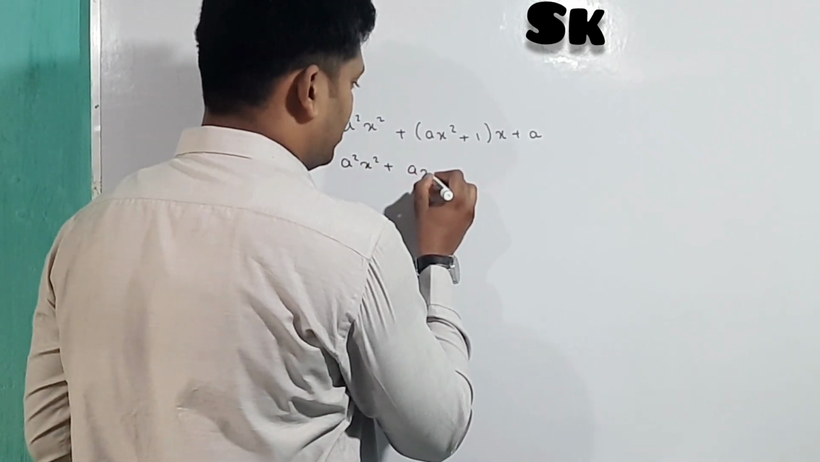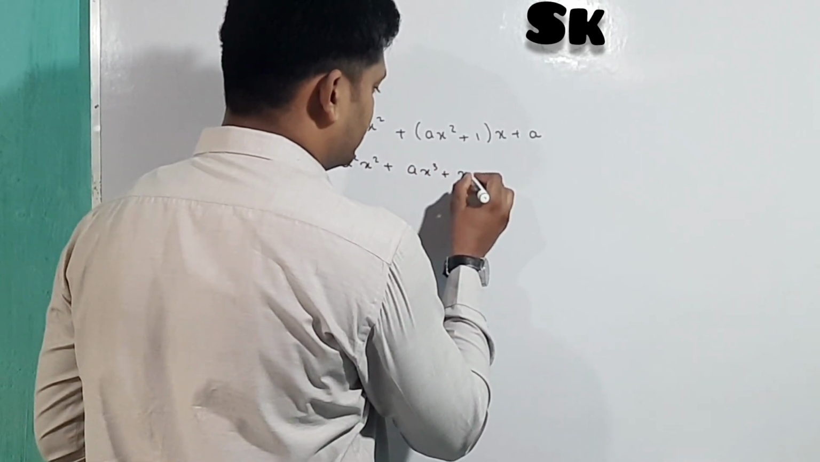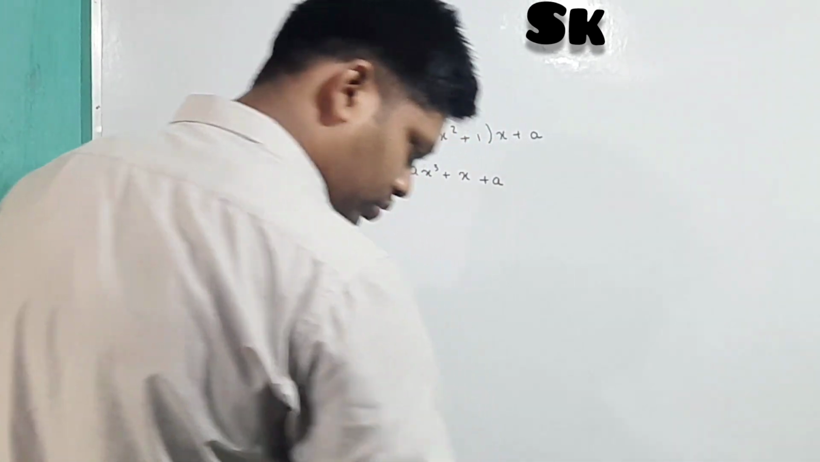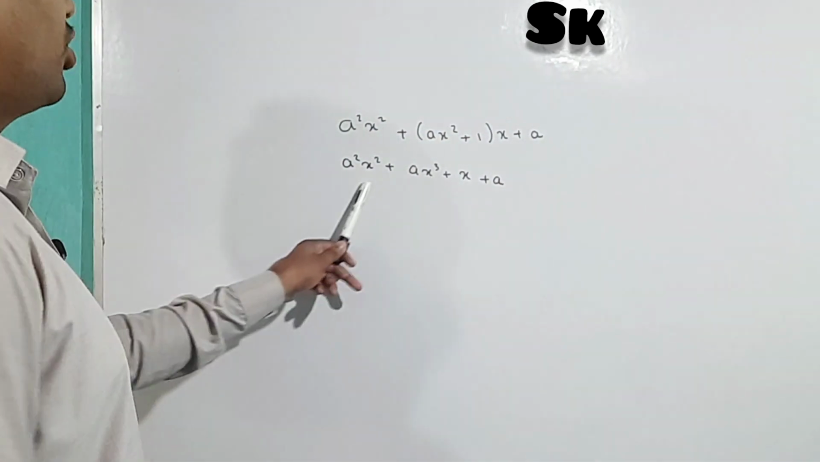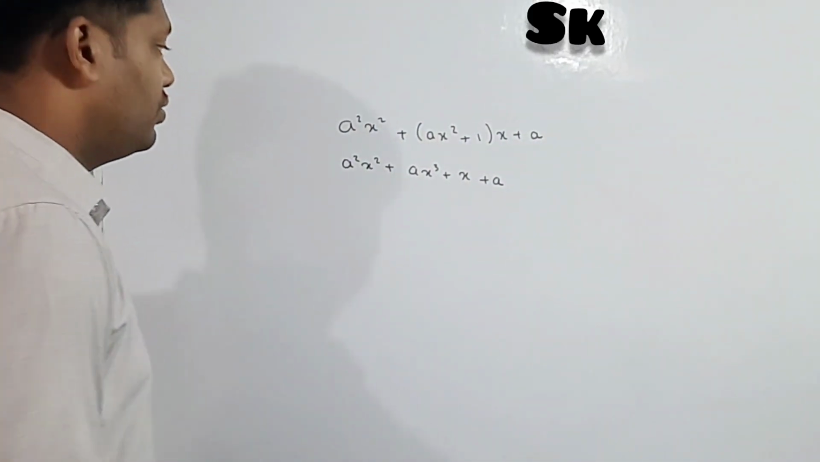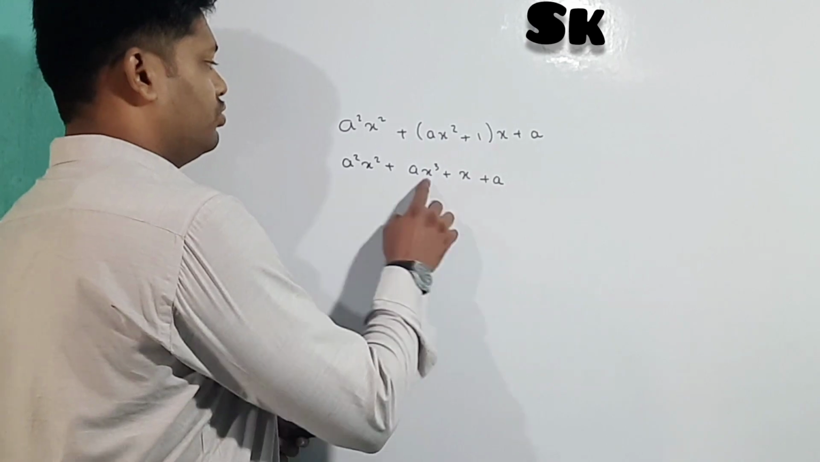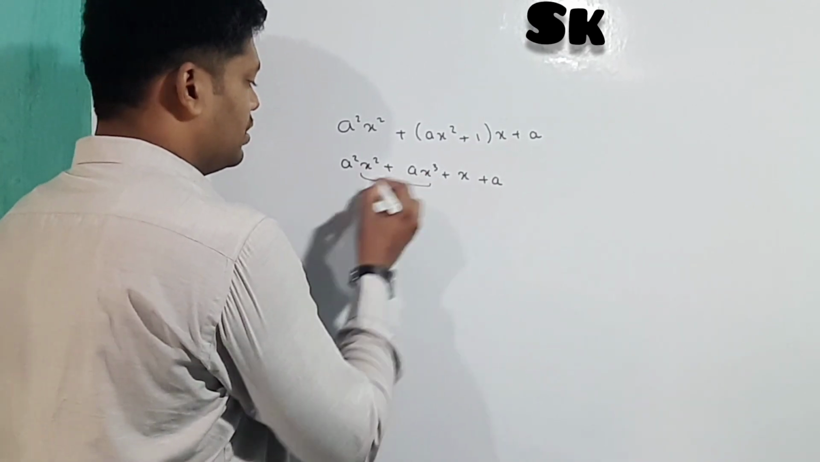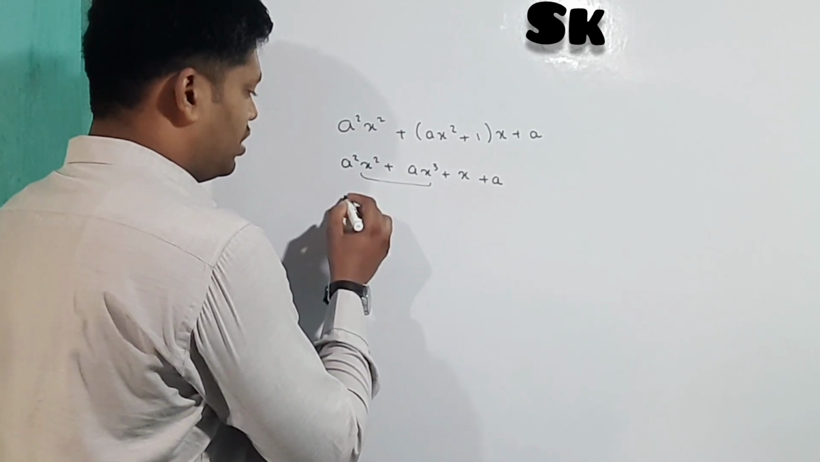This one will be AX cube plus X plus A. AX cube only, no? Okay, the question is right. Now we got the 4 terms. So whenever I get 4 terms, I understand that maybe I have to group them. These two, if I group them, what is the common? A is there. See the common, just see how to do.